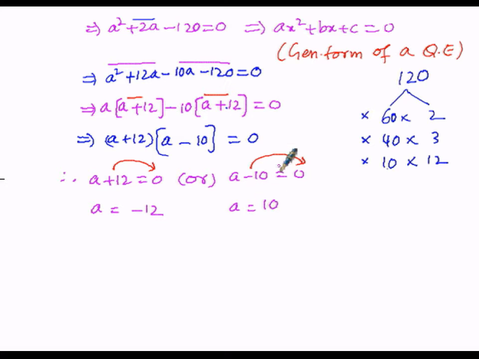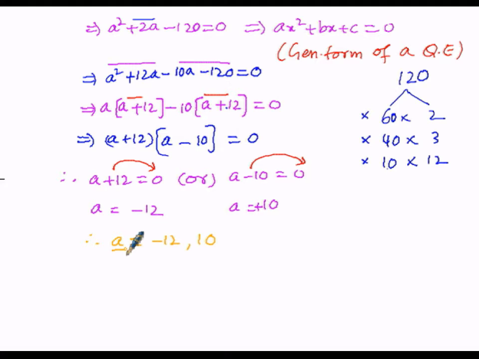Minus 10 on the other hand, we will be getting plus 10. So here in this manner, I got the values of a as minus 12 comma positive 10, but a is not the value which we have to find out.